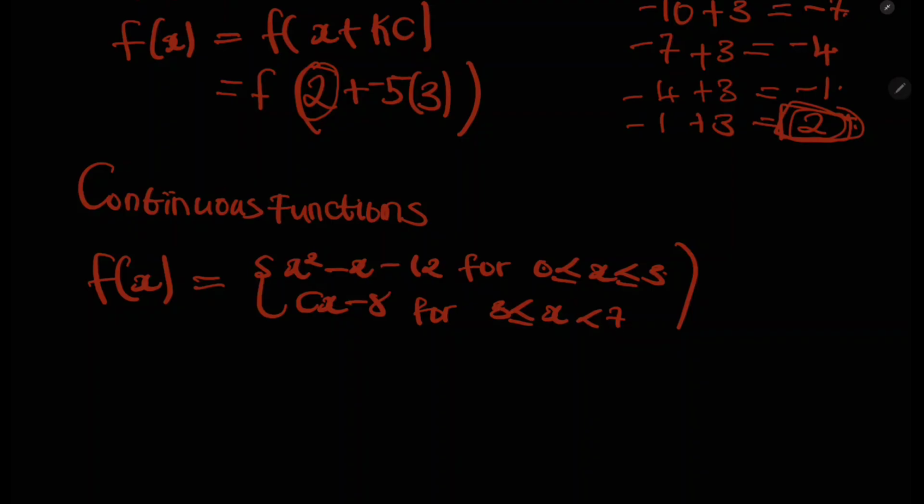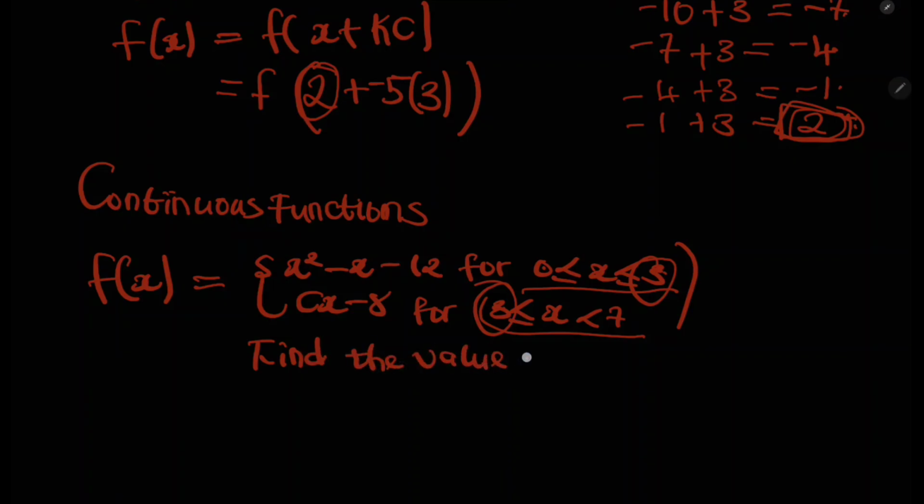So from here you can clearly see a point of continuity. This is a range and it continues with this. So 3 is our point of continuity. Okay, to solve this question, let me just give a question. Let's say we are given that and we have to find the value of c.